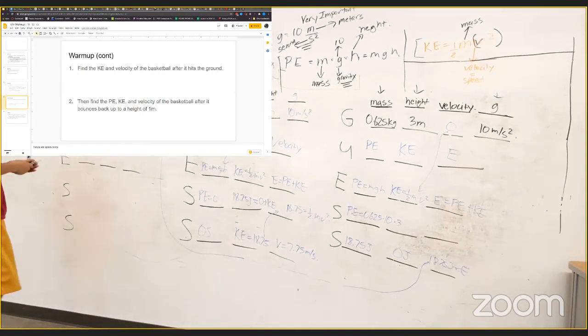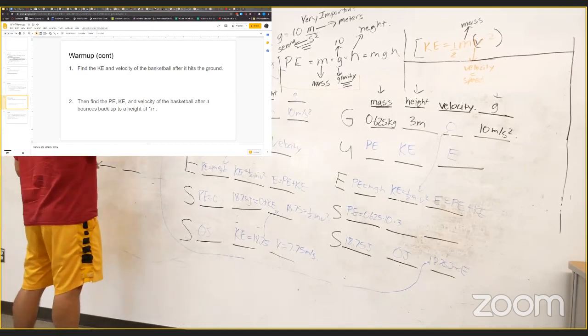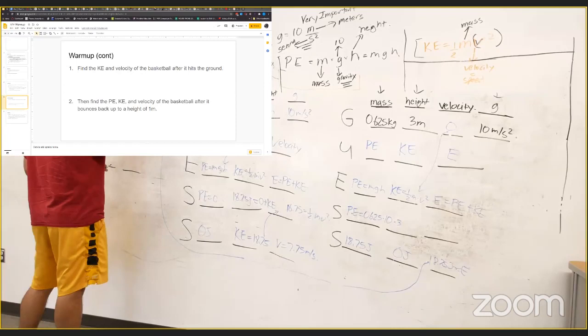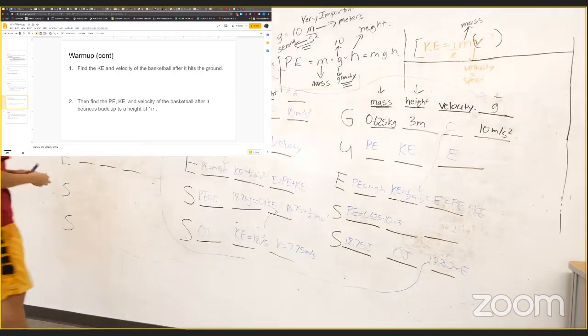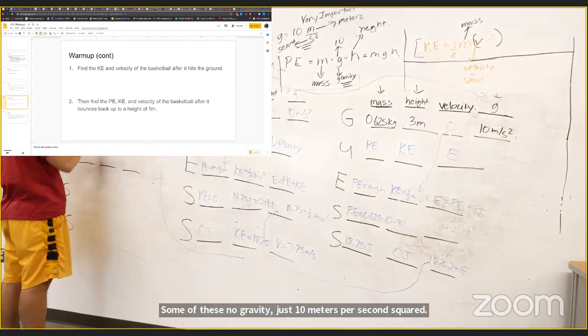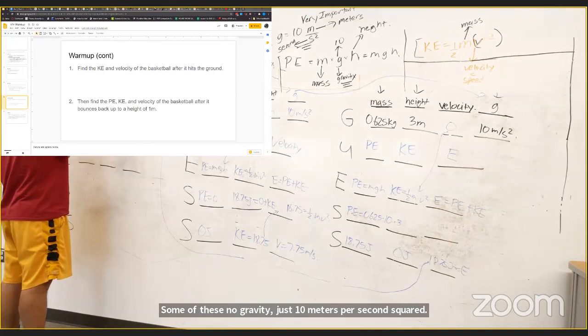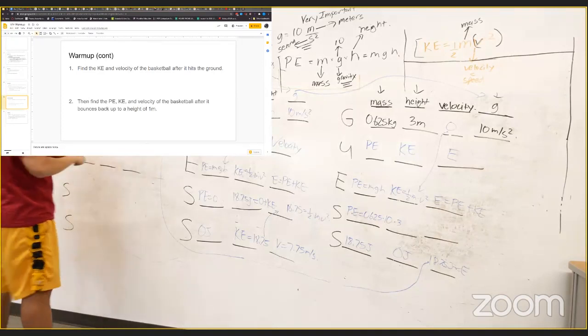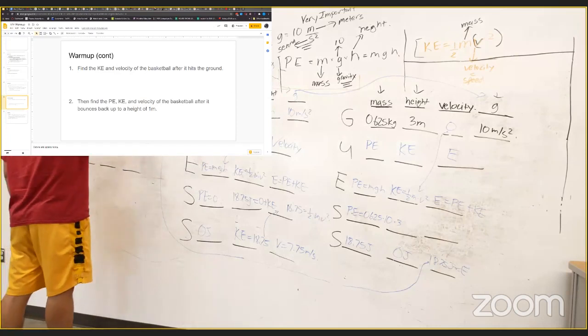Okay, so I'm going to fill in some of these. You know, gravity, which is 10 meters per second squared. Notice how this is always the same, regardless. We never actually calculated it. Our gravity is always the same. Then we know our mass, which is 0.625. We know our height. Our height is 1 meter.